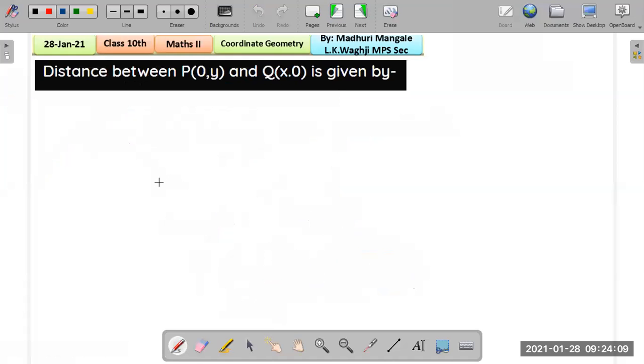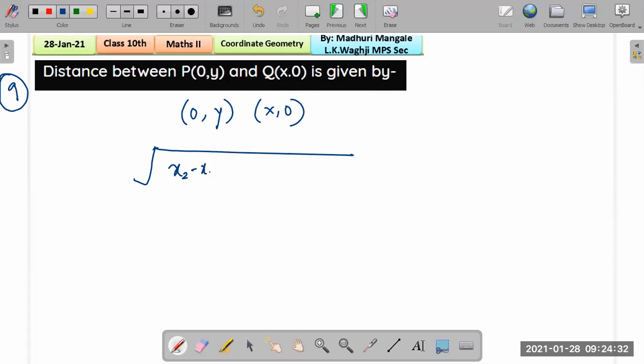Let us look at the next question. Question number 9. Distance between these 2 points is given by. Okay, so you should be able to see the formula in the choices. Let us solve it out here. So the points are 0 comma y and x comma 0. All right. And we use the distance formula. So x2 minus x1 the whole squared plus y2 minus y1 the whole squared. It's super easy. Don't worry at all.